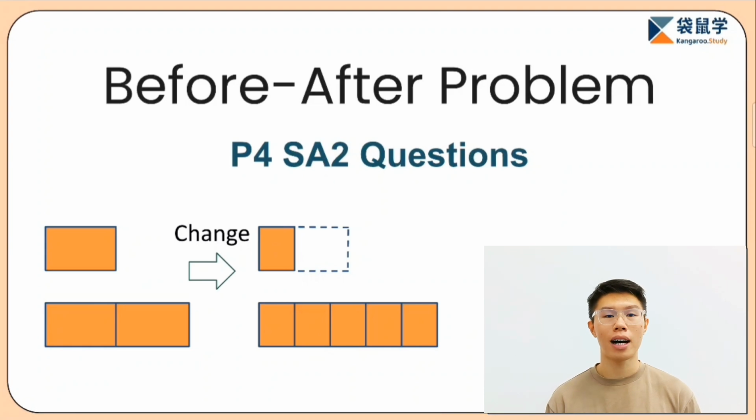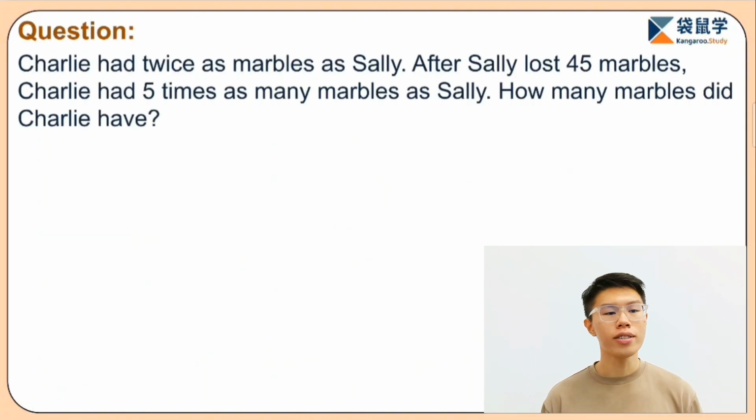Today we are going to talk about before-after problem in Primary 4 SA2 questions. Here's the question. Charlie had twice as many marbles as Sally. After Sally lost 45 marbles, Charlie had 5 times as many marbles as Sally. How many marbles did Charlie have?